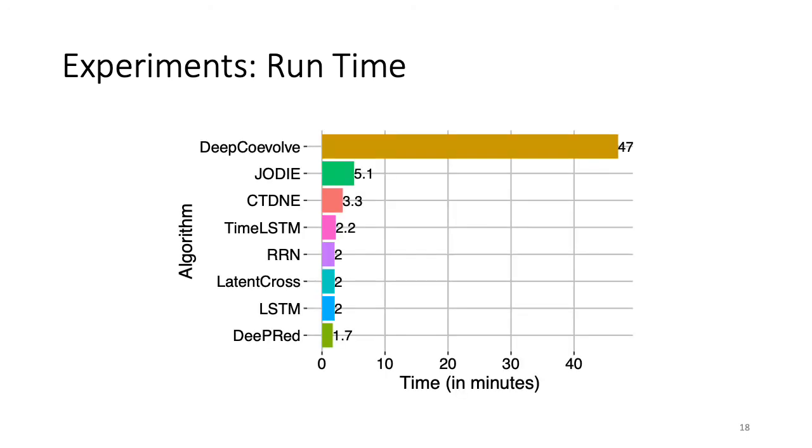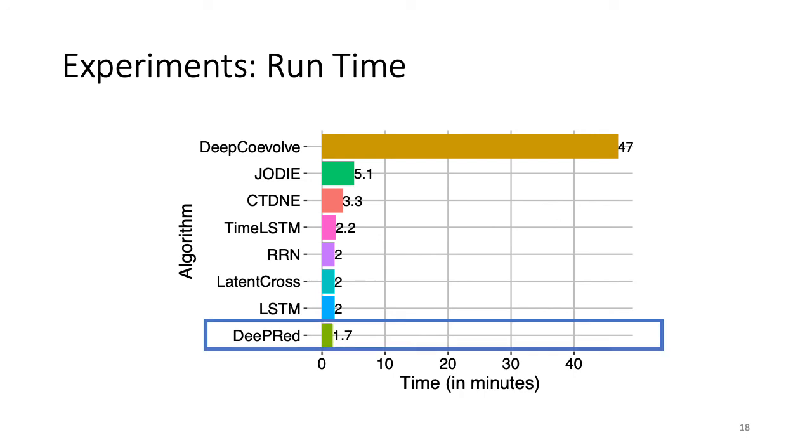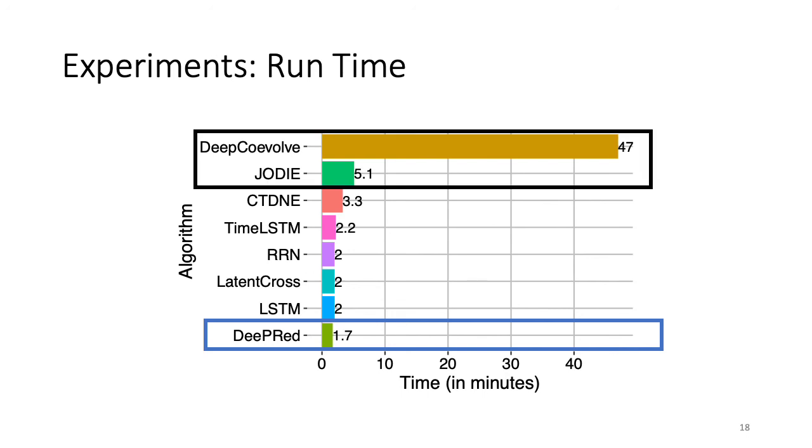Finally, we carried out an experiment to compare the runtime performance of algorithms. The figure shows the time it took for an algorithm to finish a single epoch of training using the Reddit dataset. On the x-axis, we have time in minutes. On the y-axis, we have the algorithms. The highlighted region shows that DeepRed is the fastest among the bunch. However, we are more interested to compare DeepRed with the closely related recursive baselines highlighted in black, and we see that DeepRed is in fact much faster than these baselines.